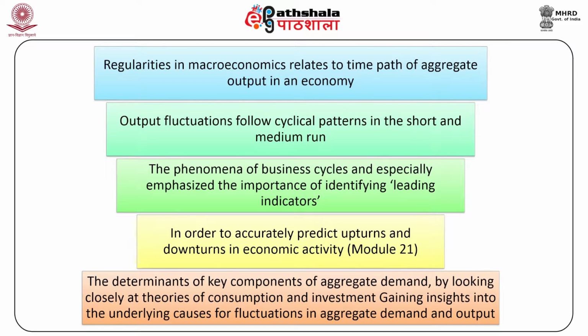We also examined the determinants of key components of aggregate demand by looking closely at theories of consumption and investment, which were modules 22 and 23. These theories can be useful for gaining insights into the underlying causes of fluctuations in aggregate demand and output. We also examined theories of long-run economic growth for an understanding of the factors explaining trend increases in output over long periods of time, as well as the reasons some countries achieve faster growth in per capita income than others, which is in modules 24, 25 and 26.